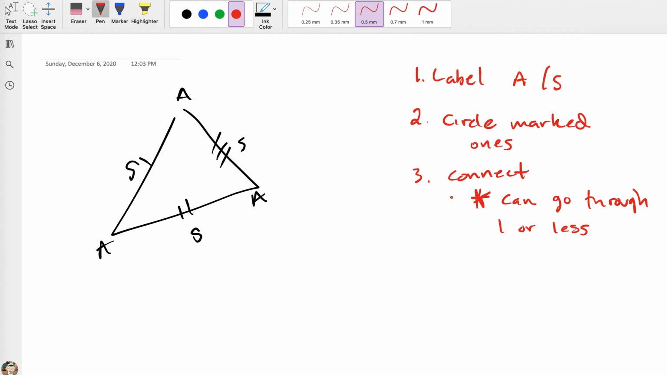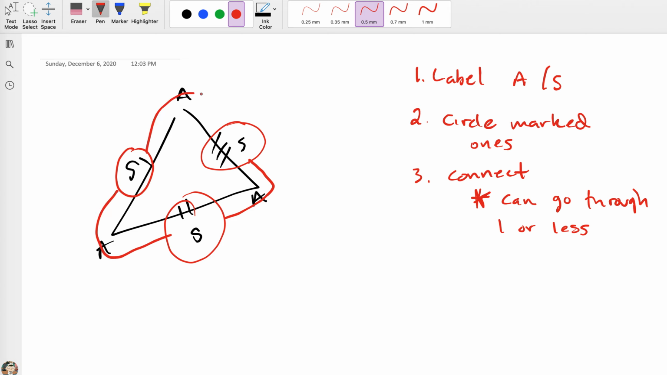And you'll see what I mean about going through 1 or less with this example. So here we have a side and a side and a side, but they're not next to each other. So as a rule, we can go through 1 other letter and connect them. And in this case, they all connect to make side, side, side.